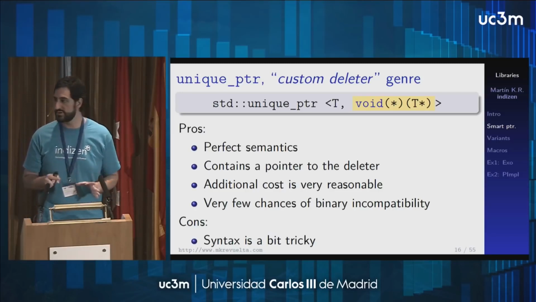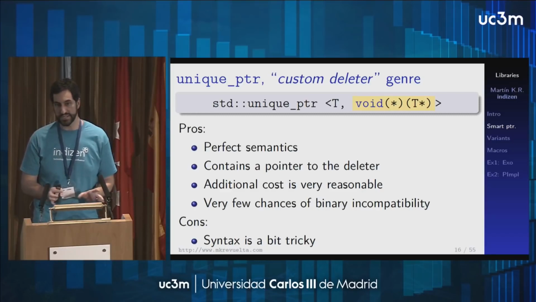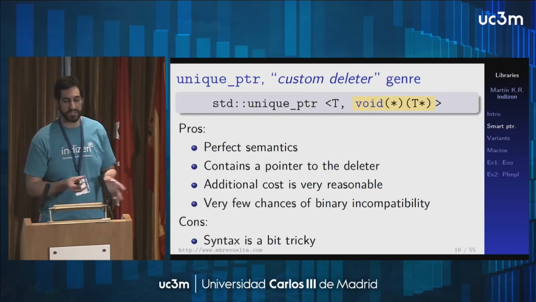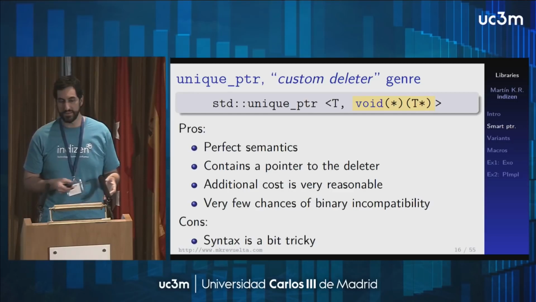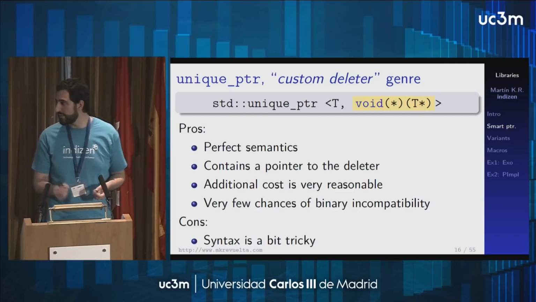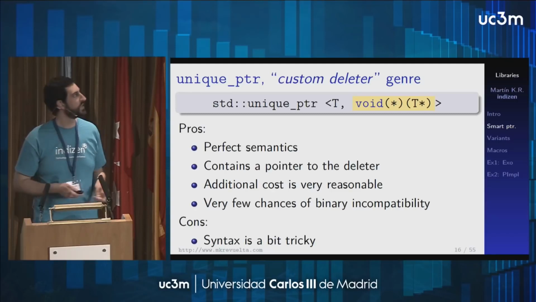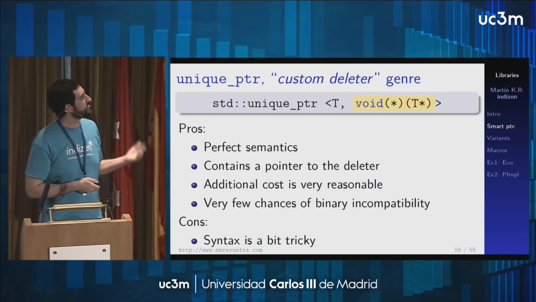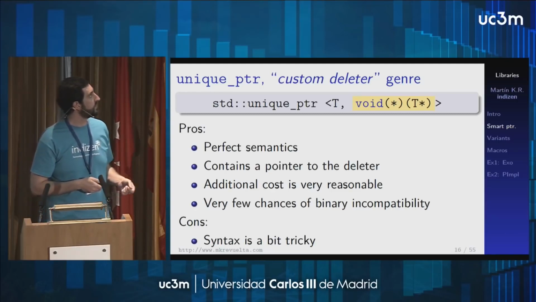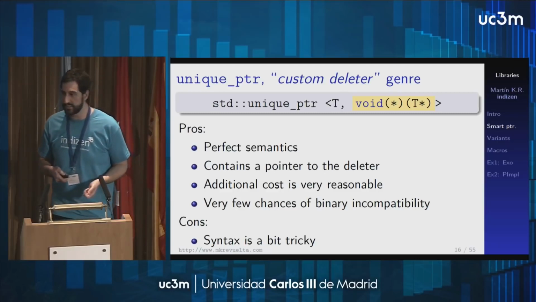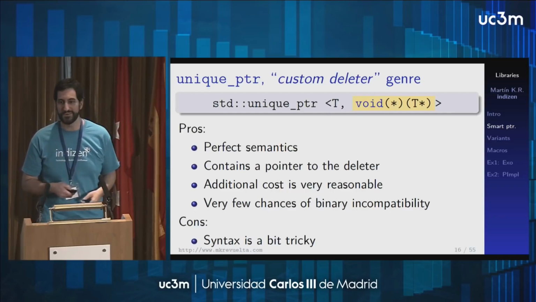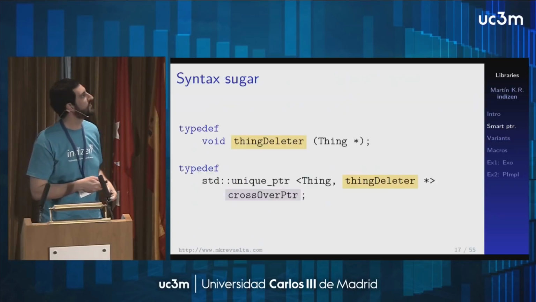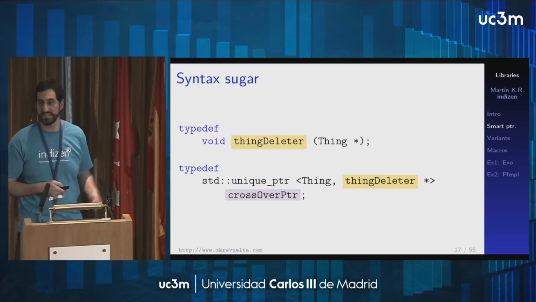We pass a structure or a class with 2 pointers inside, which has very few chances of binary incompatibility as well. Alignment is the same for the 2 pointers. There probably will be no gap between them. So the cost is reasonable, and the only drawback is that the syntax is a bit tricky. That thing up there might seem strange for those who are not used to pointers to functions, but it's not so bad. And we have syntax sugar.